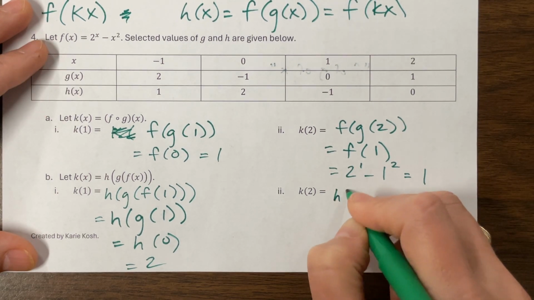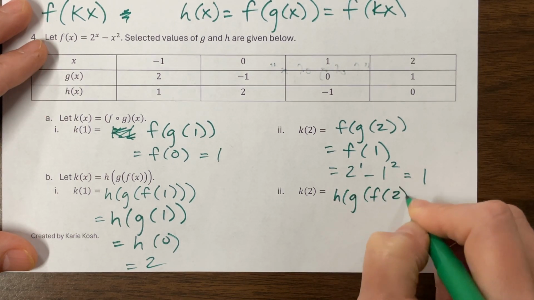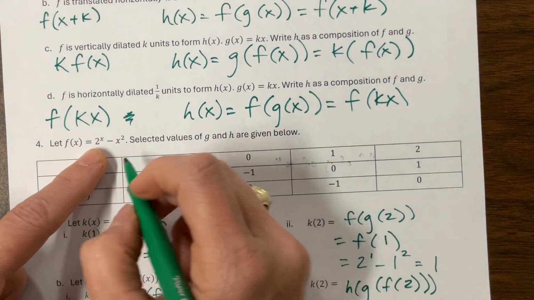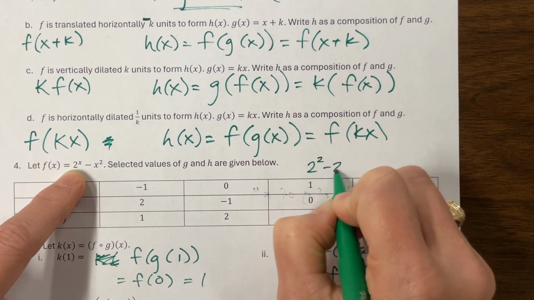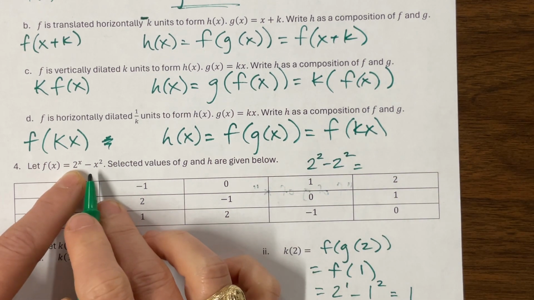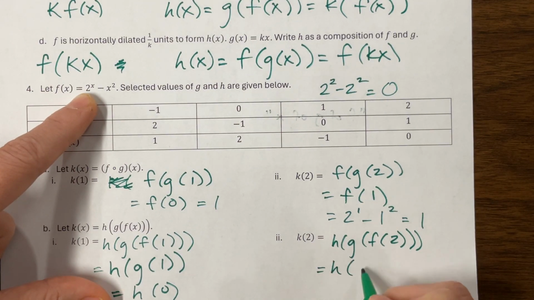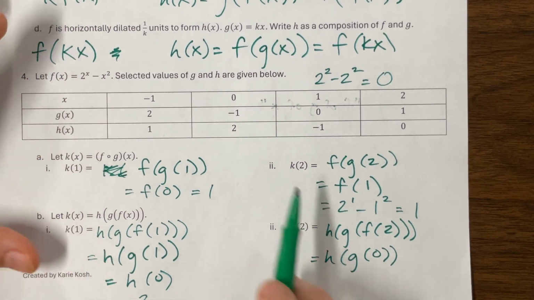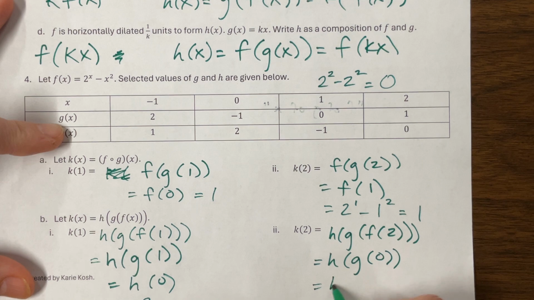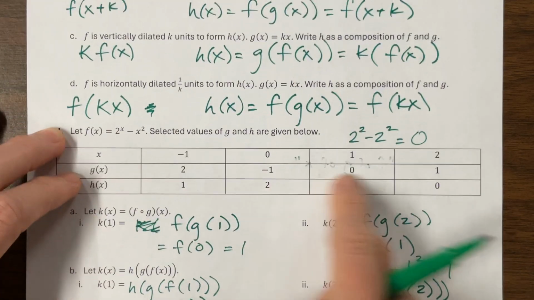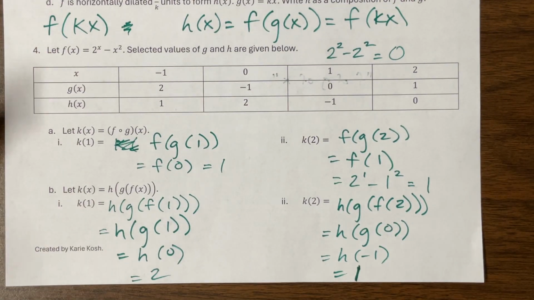Okay, so this is h of g of f of 2. Did we do f of 2 yet? No, let's do that. So we have 2 squared minus 2 squared. That's 4 minus 4, which is 0. So this becomes h of g of 0. g of 0 is negative 1, so now we need h of negative 1. h of negative 1 is equal to positive 1. I tried to keep these numbers nice and neat and clean, and there we go.